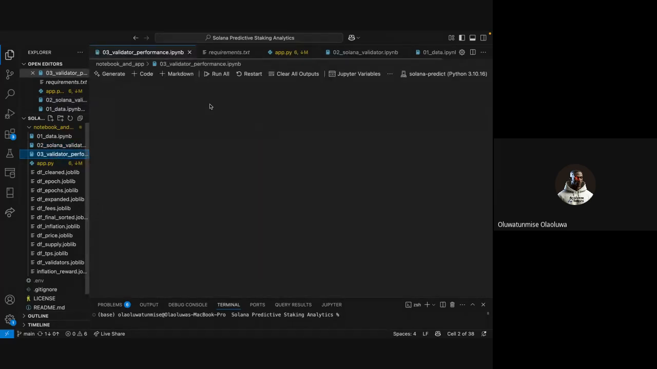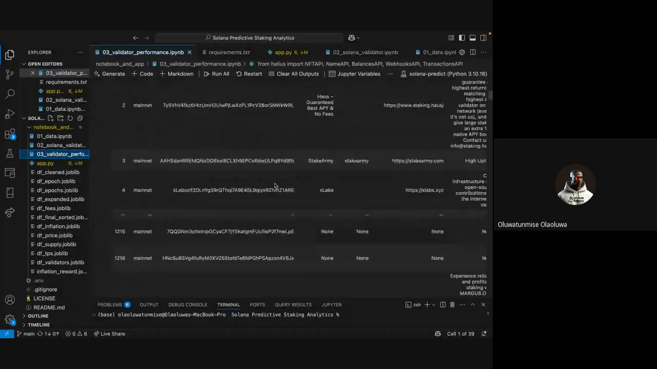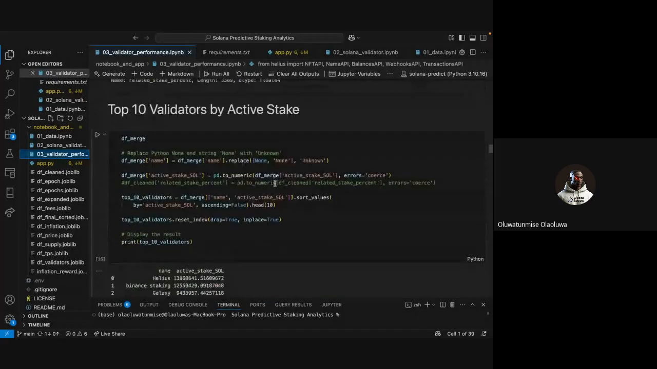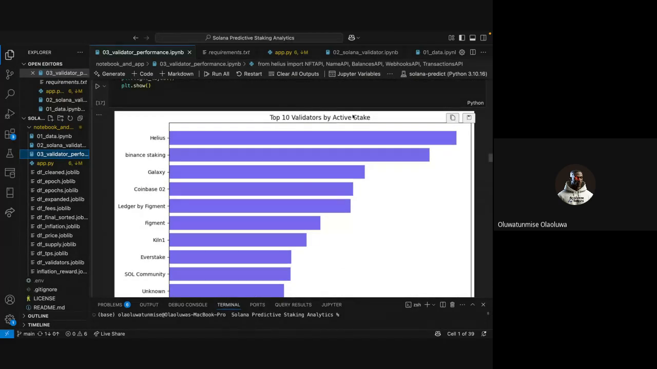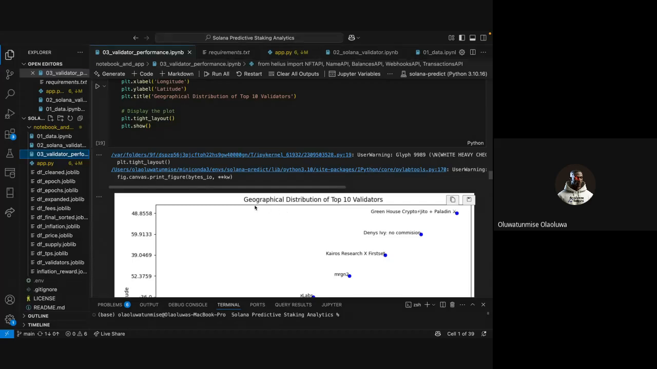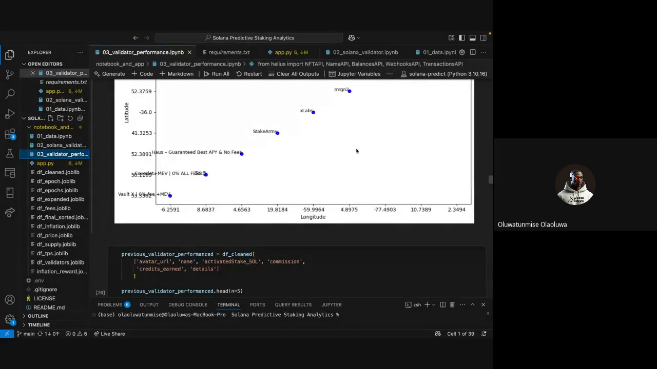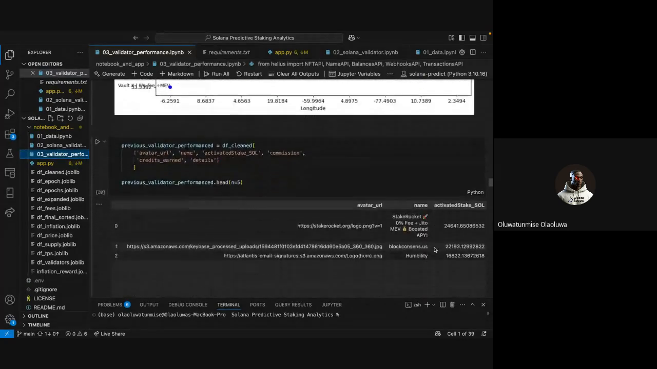And here I was able to build a dashboard to track validators' performance. As you can already see, some of the charts I tracked here. This is the top 10 validators by active stake. This is their geographical distribution, where they stay. So if people are into geography, you can use this to track if they're in London, if they're in the US, and all those things.